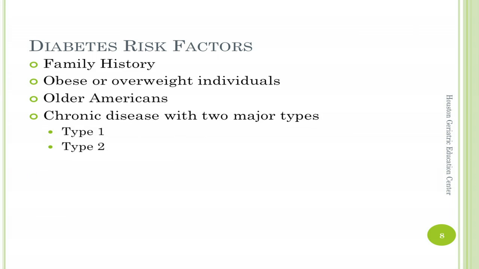The most common risk factors for diabetes are family history, being obese or overweight, and age, so it's more common as we age. And then there are two types, as I spoke about before, type 1 and type 2.